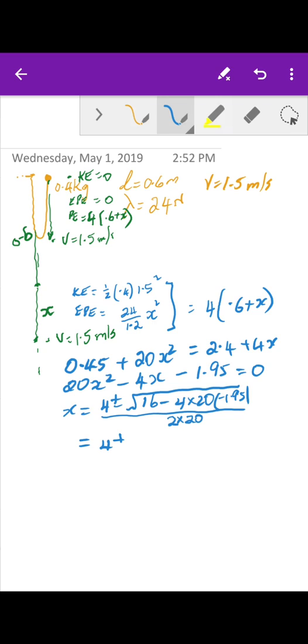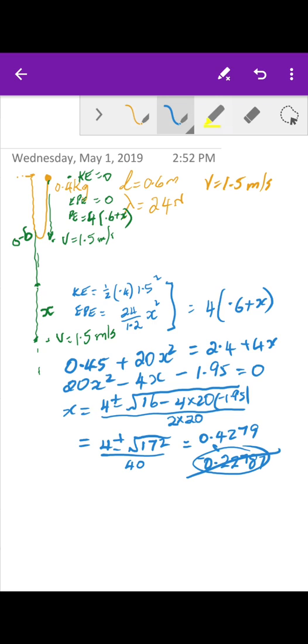So we've got 4 plus square root of 16 minus 4 times 20 times negative 1.95, so we get 172, all over 40. Now that gives us two values. The plus value will be 0.4279. The negative value will be negative 0.22787. Now we're not going to have a negative stretch, so I'm going to ignore this one here.